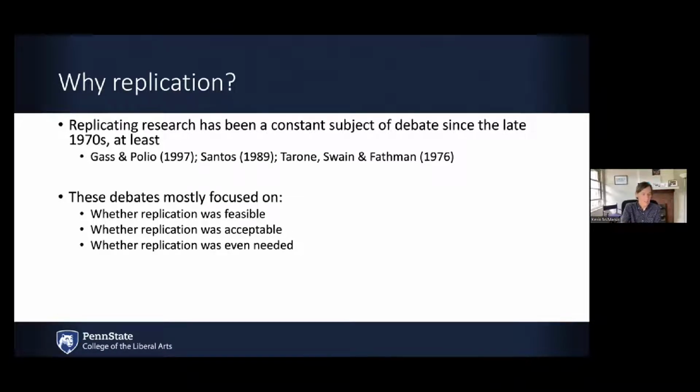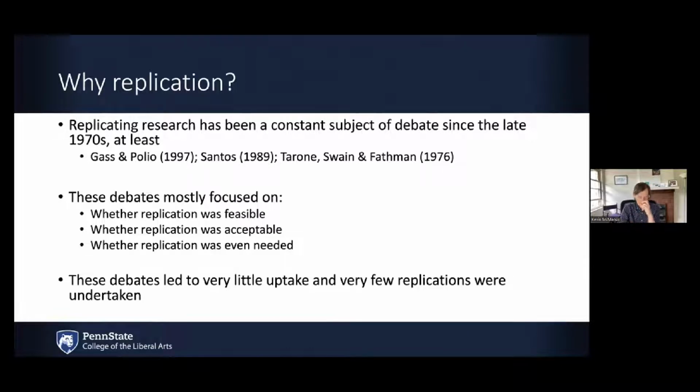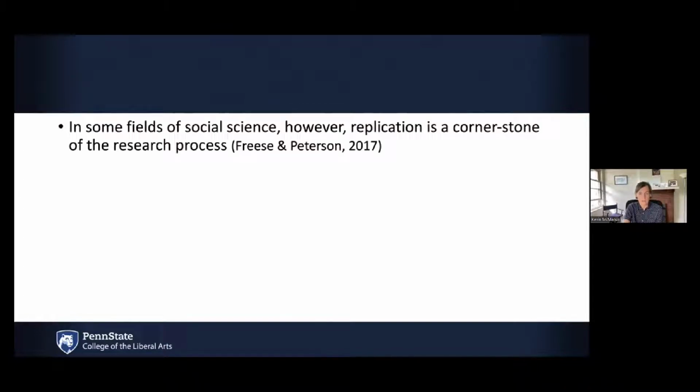We've seen recent claims that science is self-correcting. If science is self-correcting, do we even need to bother with doing replication research? As you can imagine, a lot of these debates never really go anywhere. They lead to very little uptake and very few replications have been undertaken, and we know that from recent syntheses of replication research in our field.